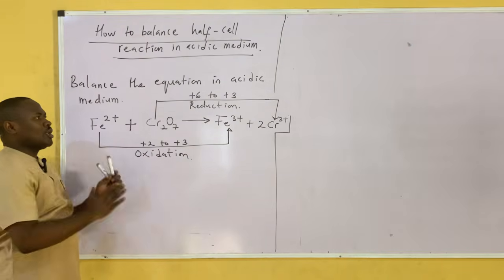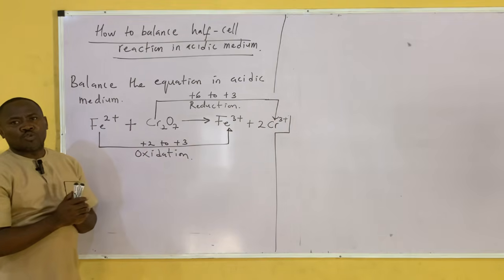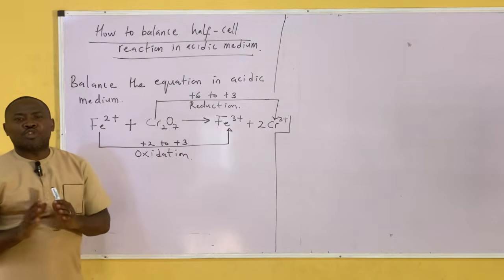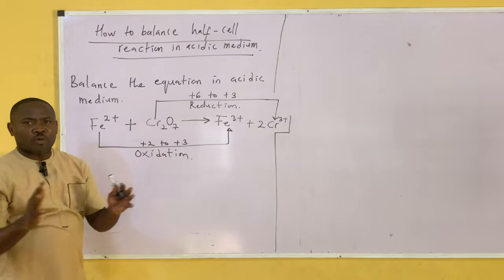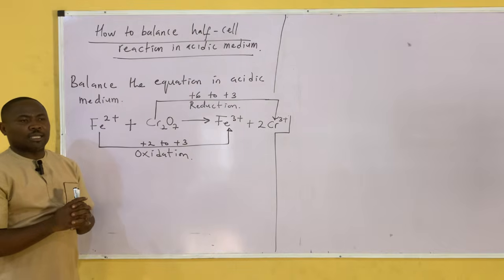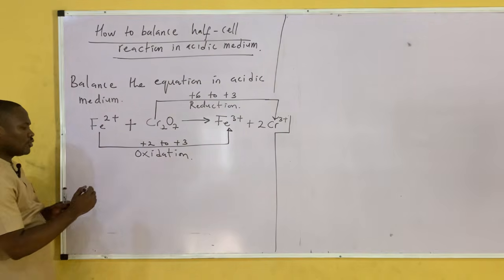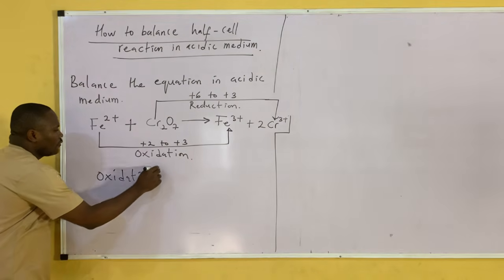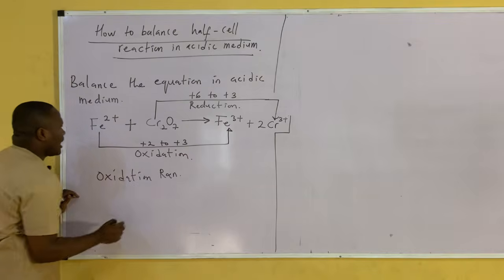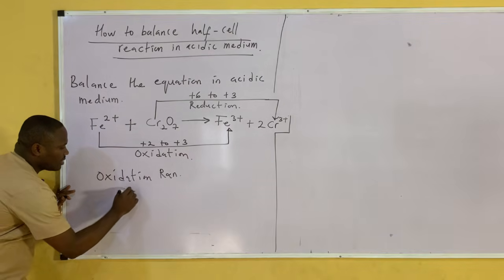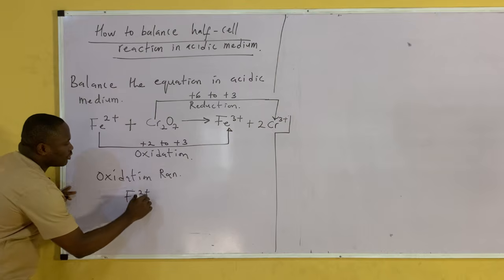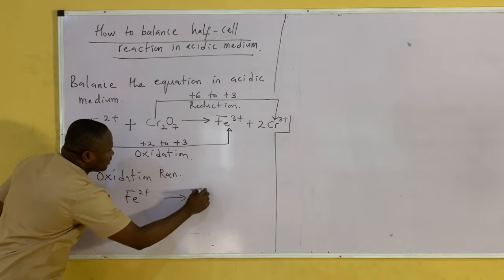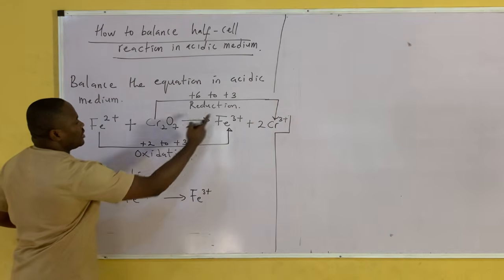So what we'll do is split the equation into two, solve for oxidation separately and balance reduction separately. Then we'll combine both of them at the end. So now let's move to oxidation. For the oxidation reaction, I have Fe2+ becoming Fe3+. That's what we have in oxidation.